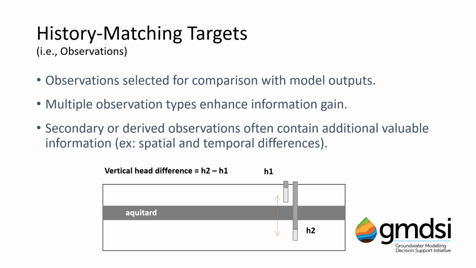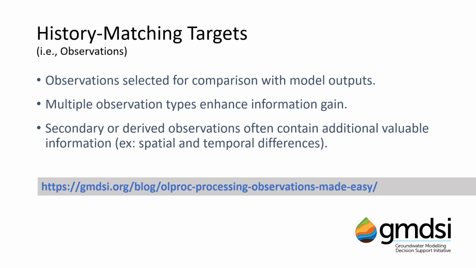Alternatively, PEST has a suite of utility software which can be used to implement common post-processing steps. For example, you can find a tutorial on one of these at the GMDSI website, demonstrating the use of the OL proc utility to post-process MODFLOW 6 observation time series. Other utilities are documented in Part 2 of the PEST manual, which you can find on the PEST website.